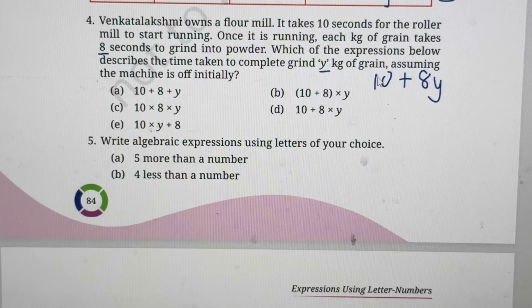Already 10 seconds it has taken to start. So 10 plus 8y. So let us see which one is the equation. This is all addition. So 10 plus 8y. So option D is correct. This is how you can form the algebraic expression. Now question number 5.